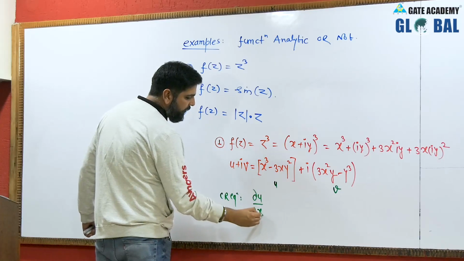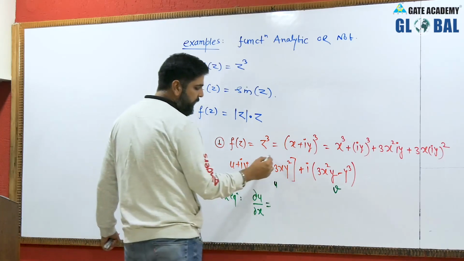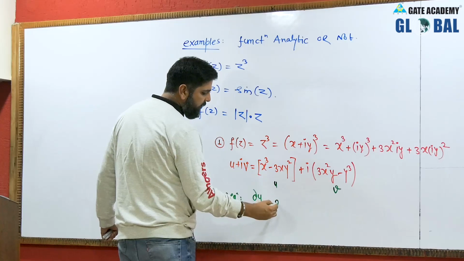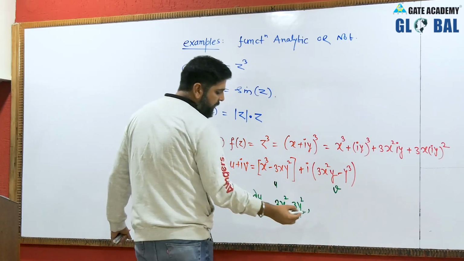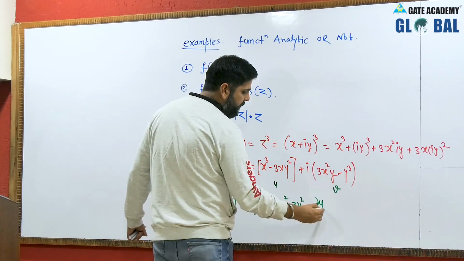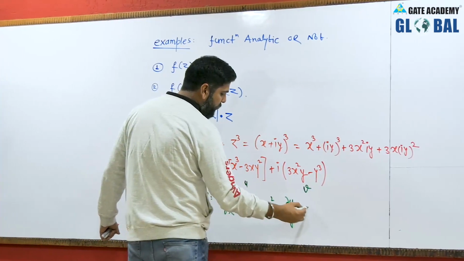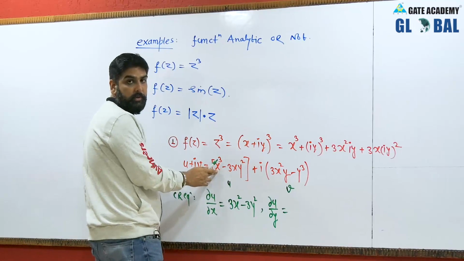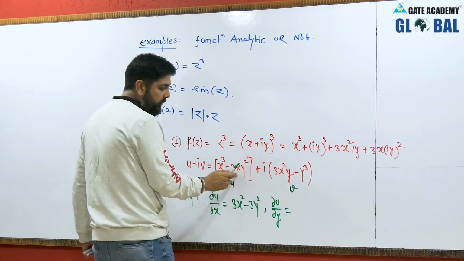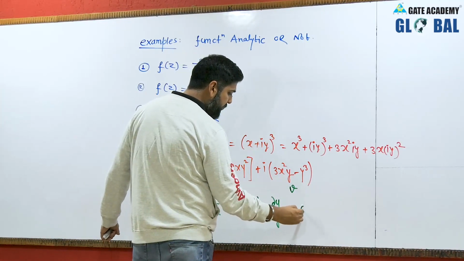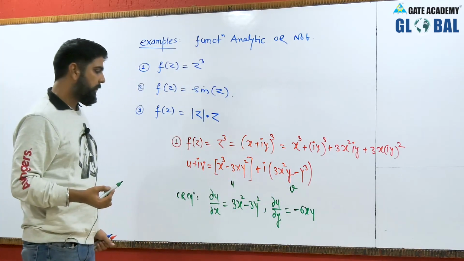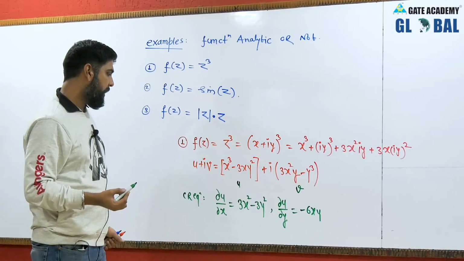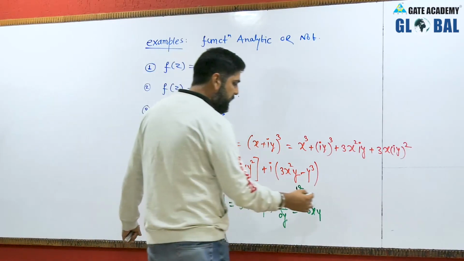Firstly we need to calculate the value of del u by del x. Differentiating with respect to x, I am having 3x square minus 3y square. Now what is del u by del y? Differentiation with respect to y is 0. So this is what I am having here, 6xy. Now we have the differentiation of the real part with respect to x and y.